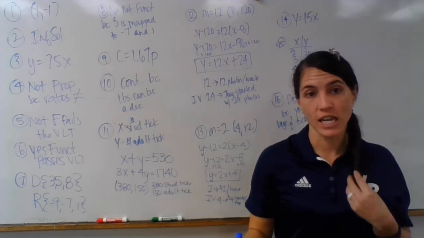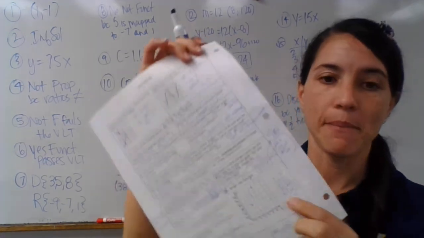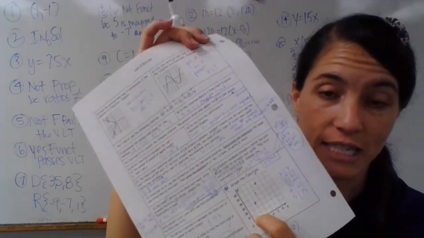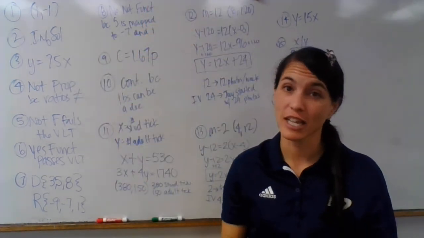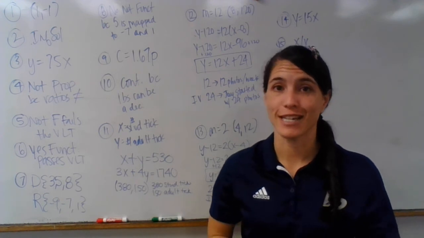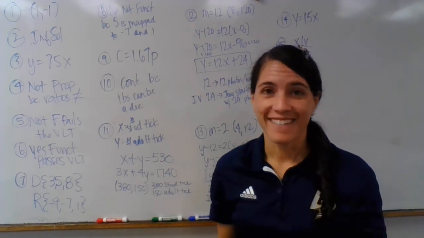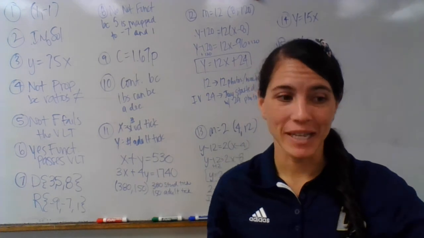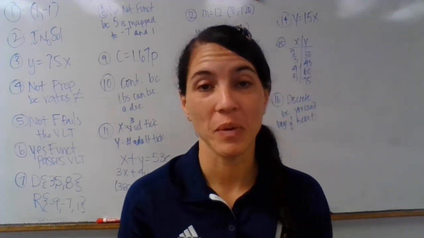And then number 17, you just have to graph the function and make sure you graph it in dots. Don't connect them because it's not continuous. So make sure your graph has dots only. All right, I know this was fast. I hope it helped, and I hope it helps prepare you for your test.